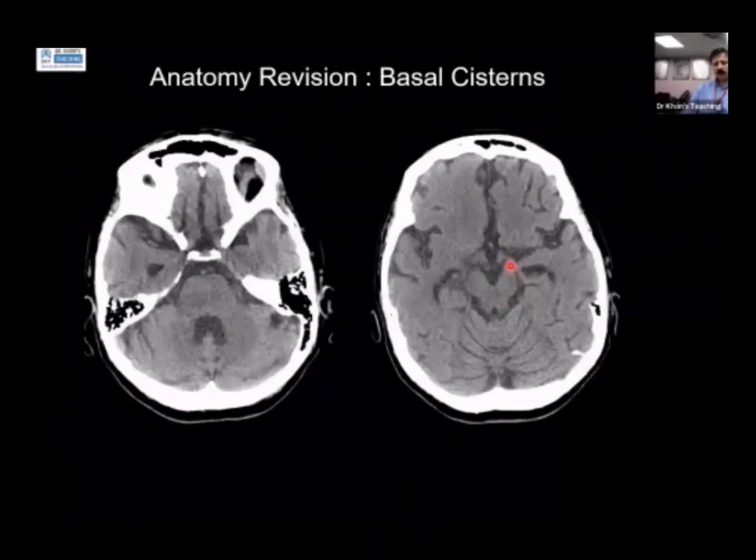Please remember that the posterior cerebral artery passes here, and if there is descending transtentorial herniation, there can be compression of it and there can be infarctions. So this area is particularly important.